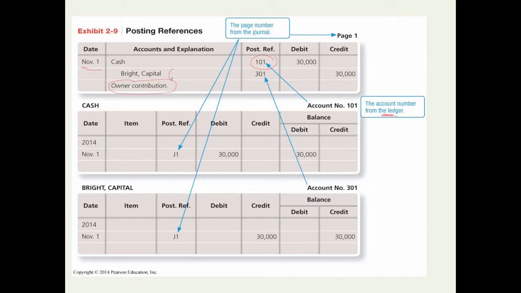Normally this would be common stock in a corporation, but because there's only one owner here, we're using the owner's name. Account number 101 is cash, and there's the cross-reference. So I know if I go to account number 101, I go to November 1, and I'll find the debit to cash. I also cross-reference back to the page. So this is J1.